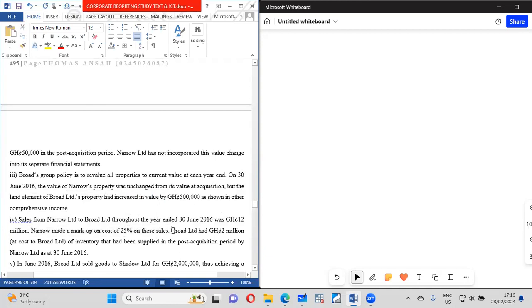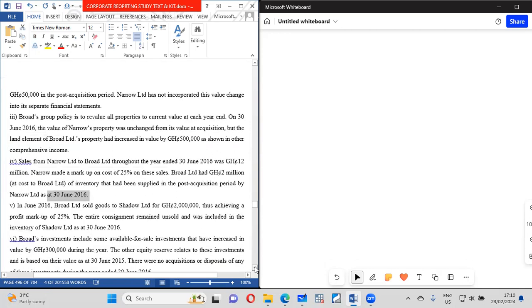It also says that Broad Limited had 2 million at cost. So Broad Limited had 2 million at cost to Broad of this thing in store. If it is 2 million at cost to Broad, then it means that it is 2 million at selling price to Narrow. Because the one who sells has a selling price, the one who buys has a cost. So these are the inventory that are still in stock, basically.